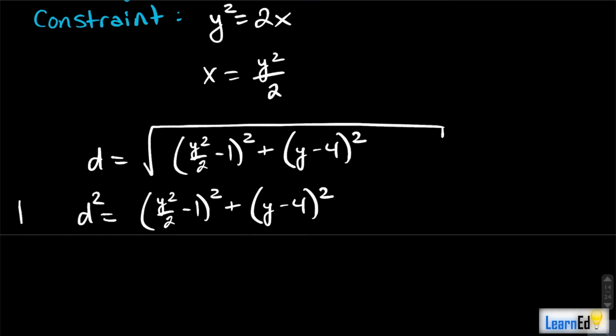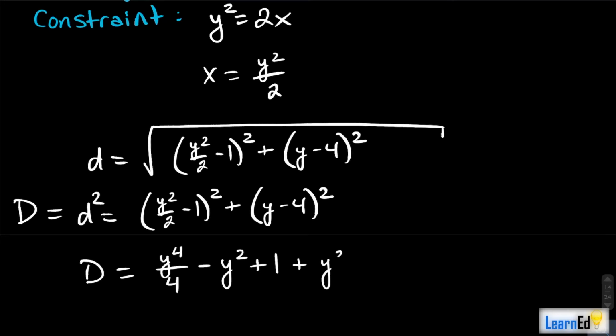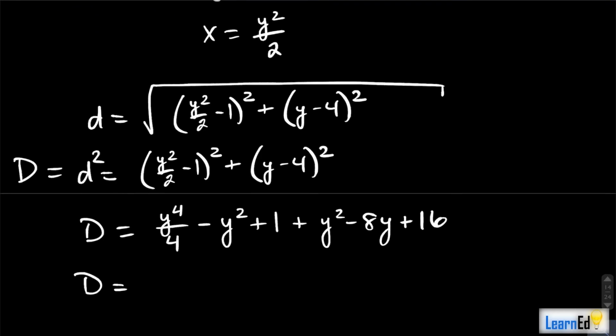And we'll call that capital D, because I would rather not say big D. D is equal to y to the 4th over 4 minus this will be a 2y squared over 2, so we'll write it as y squared, and then we'll have plus 1, and then we'll have plus y squared minus 8y plus 16. Combining like terms there, we get D equals y to the 4th over 4. The y squared terms go away, and we just get minus 8y plus 17.